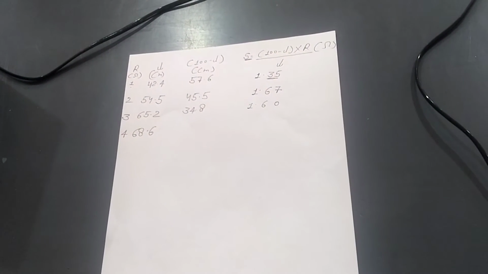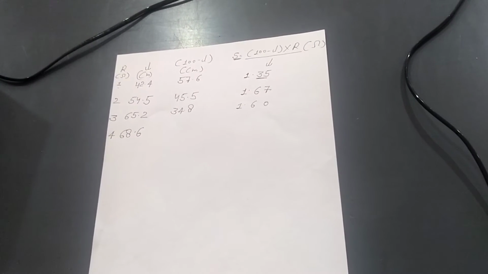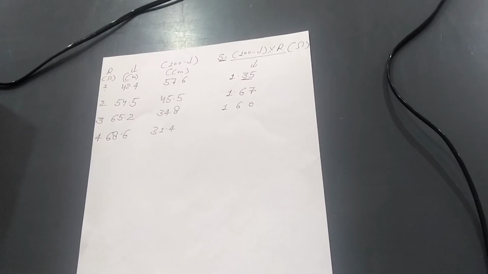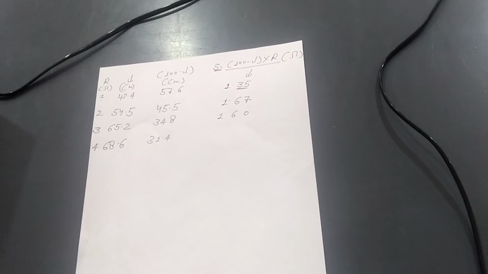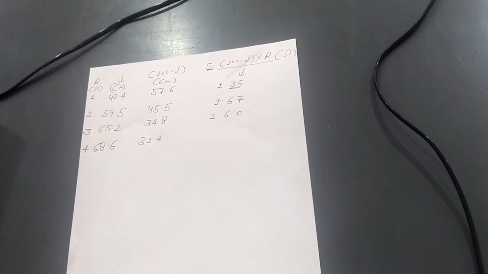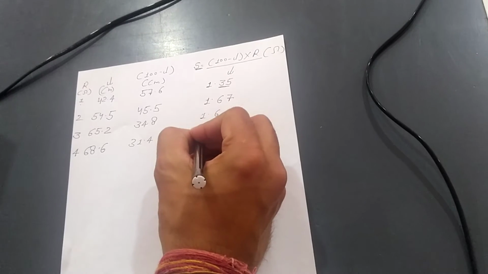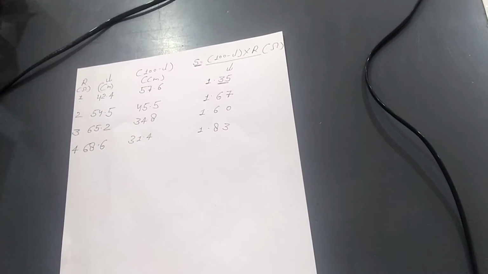Now, if I do the calculation, it is coming out to be 31.4, and if I multiply this 31.4 into 4, it is 125.6, and if I divide it by 68.6, that would be 1.83. I'm calculating it to 2 decimal places. My answer.